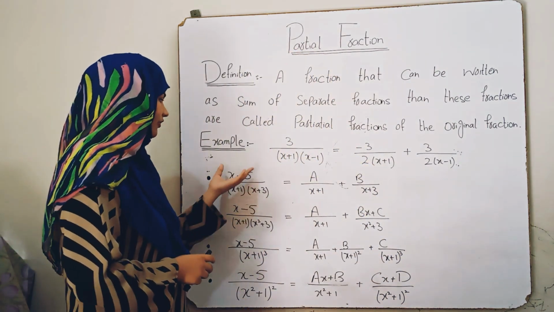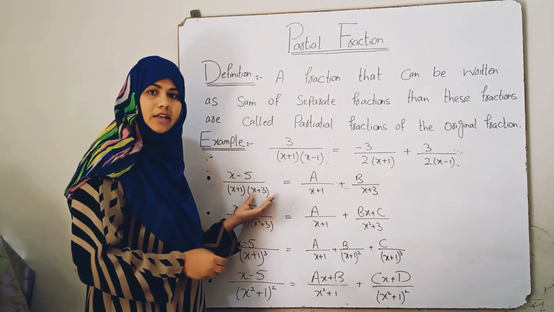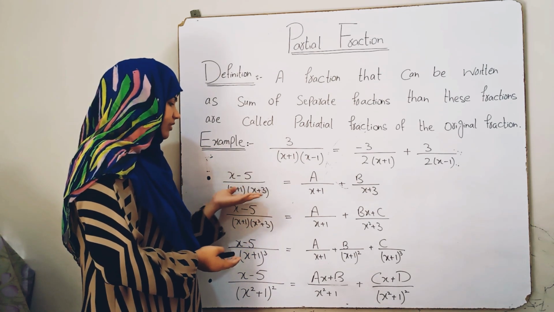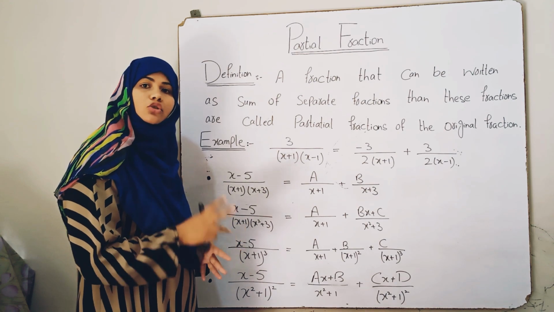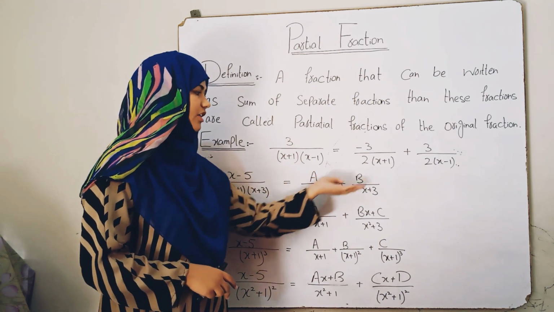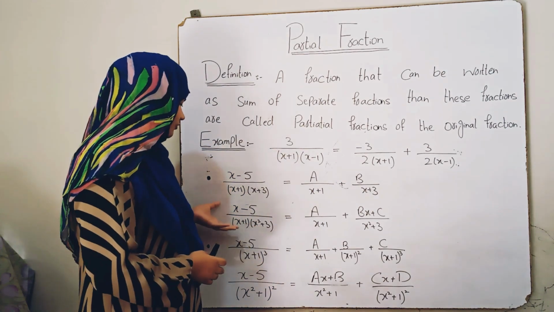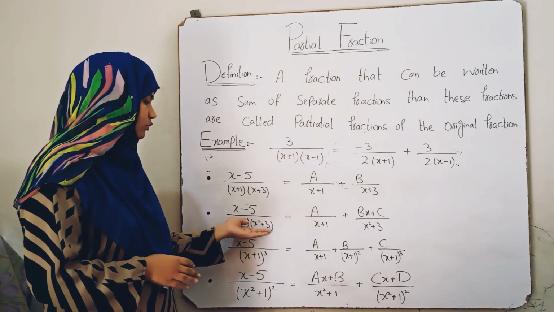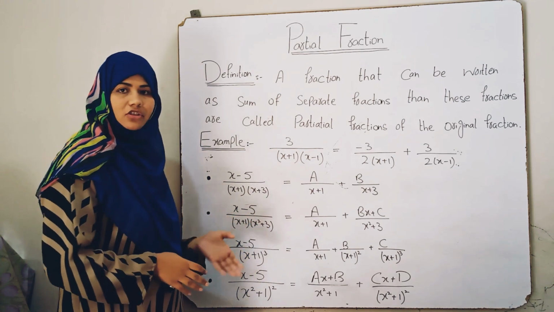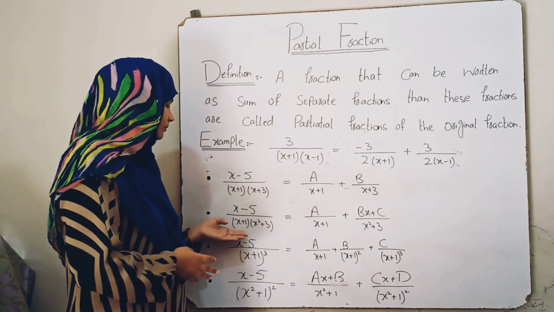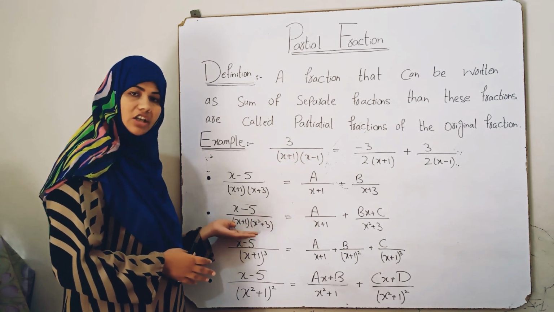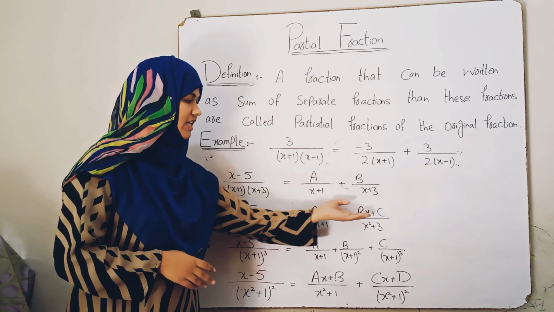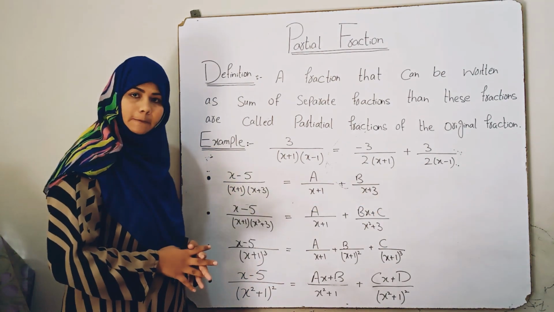Now in proper fractions, we have 4 different forms of factors in denominator. First, we have a proper fraction x minus 5 over x plus 1 into x plus 3. In this fraction, the factors of the form x plus 1, x plus 3 in denominator will give rise to partial fractions a over x plus 1 plus b over x plus 3. Secondly, we have a proper fraction x minus 5 over x plus 1 into x square plus 3. In this proper fraction, factors of the form x plus 1, x square plus 3 in denominator will give rise to partial fractions a over x plus 1 plus bx plus c over x square plus 3.